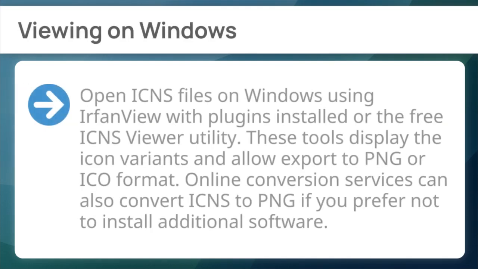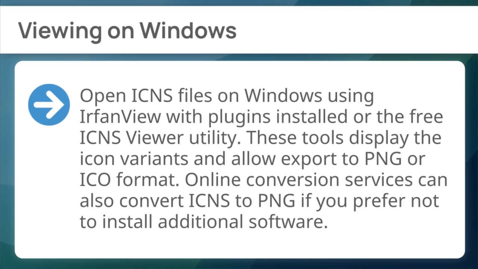Next, viewing on Windows. Open ICNS files on Windows using IrfanView with plugins installed, or the free ICNS Viewer utility. These tools display the icon variants and allow export to PNG or ICO format. Online conversion services can also convert ICNS to PNG if you prefer not to install additional software.